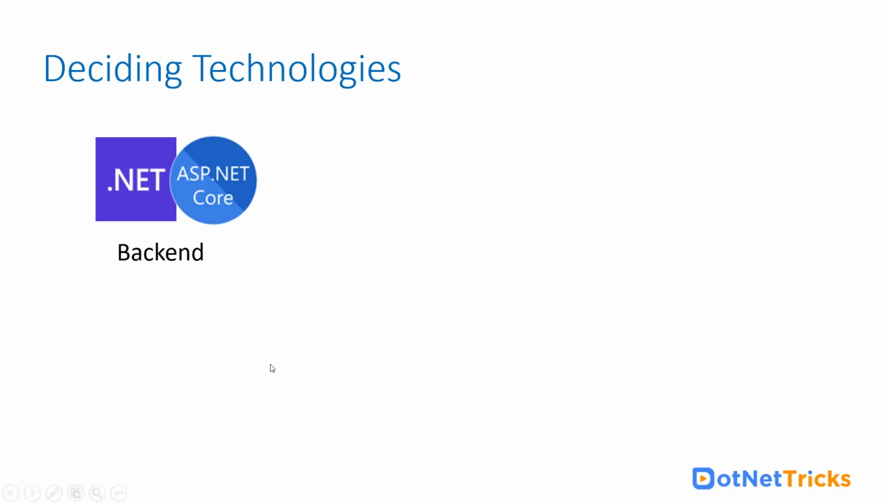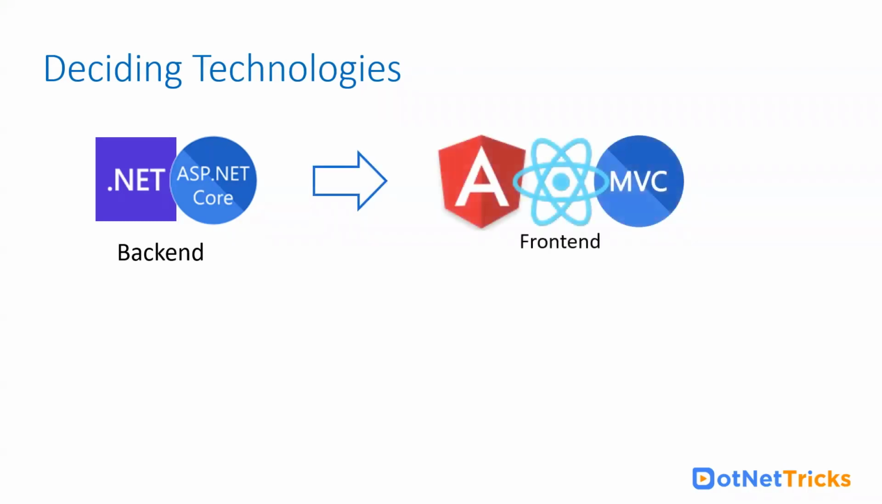So for the backend, we will use ASP.NET Core, and .NET 6 over there. When it comes to the front end, you can go ahead with Angular, React.js, or ASP.NET MVC. So one of the front end frameworks you can use over there. You can even mix them together as well, because sometimes people combine Angular with ASP.NET Core MVC, and sometimes people combine React.js with ASP.NET MVC. So that combination can also be used.